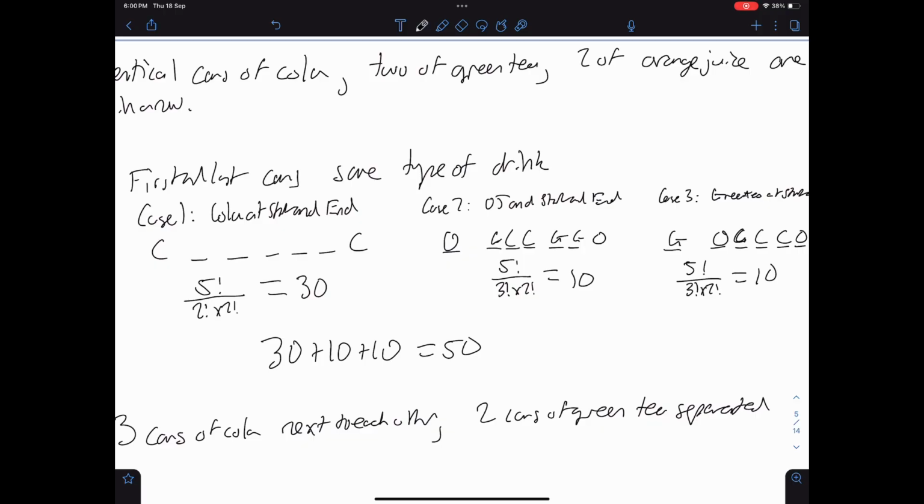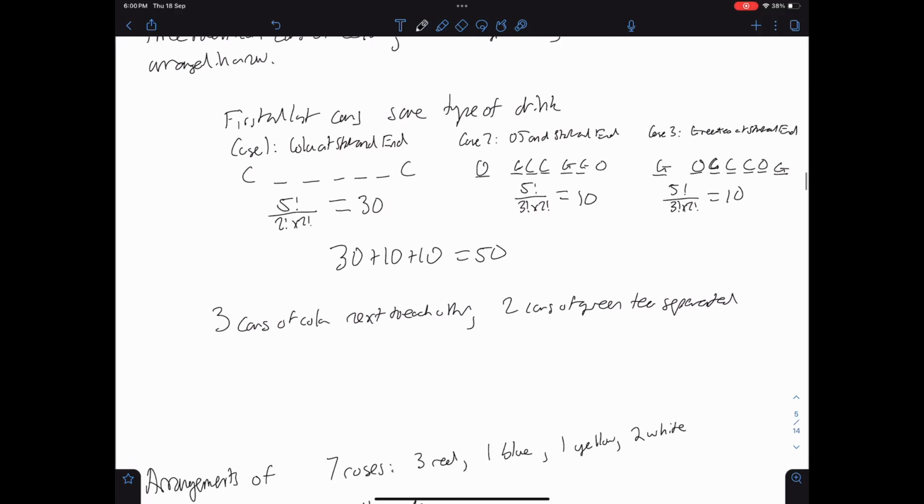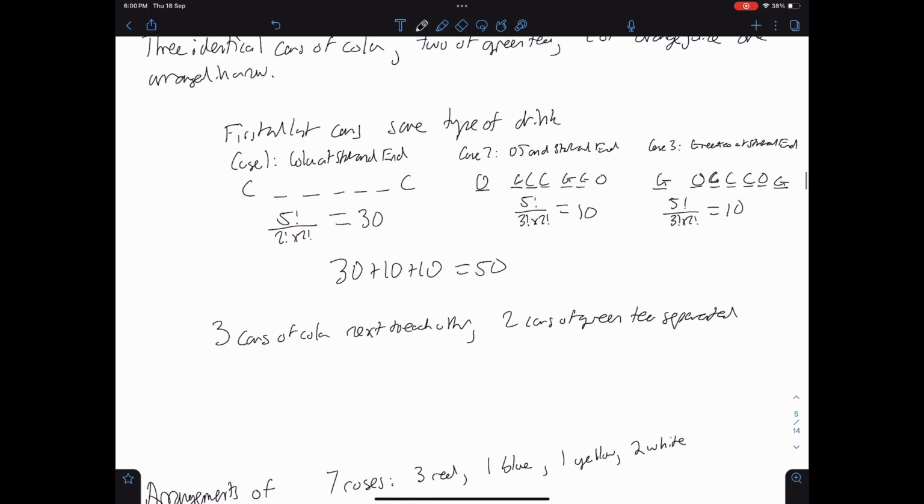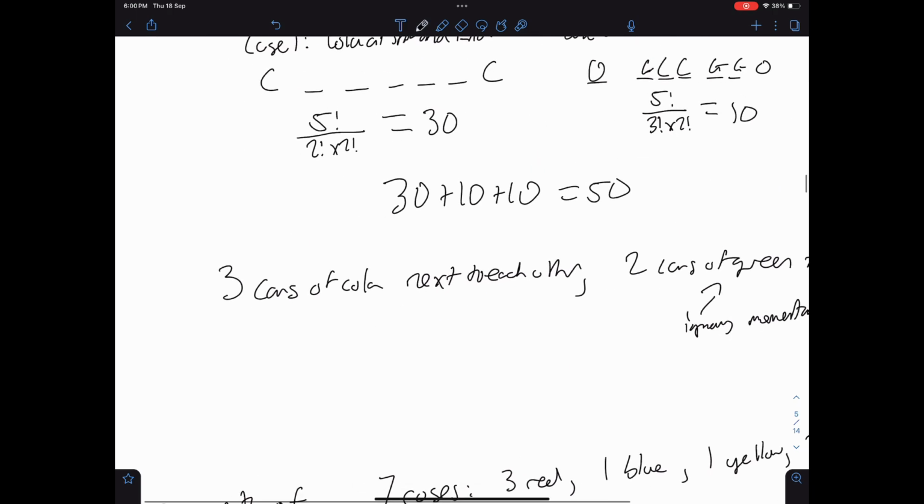And now the arrangements of 3 cans of Coke being next to each other and separating the 2 cans of green teas. So I think we should start by ignoring momentarily the green teas and focus on the Cokes and the OJs. So remember, we can just treat those Cokes as one object, then those orange juices are separate.